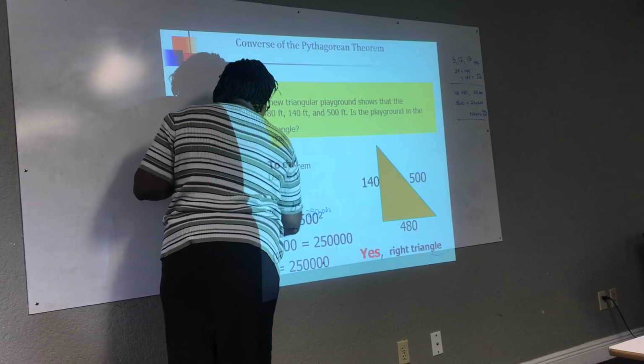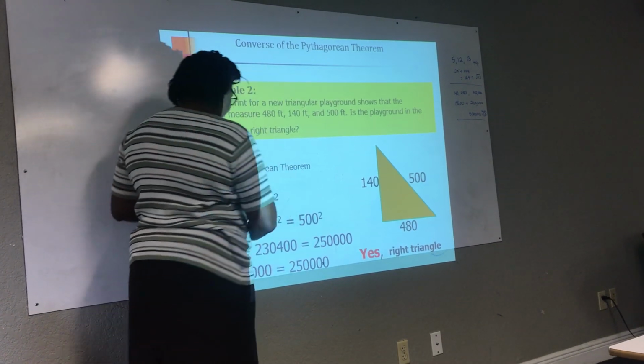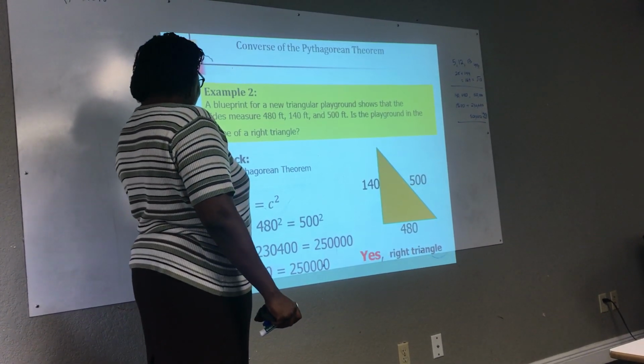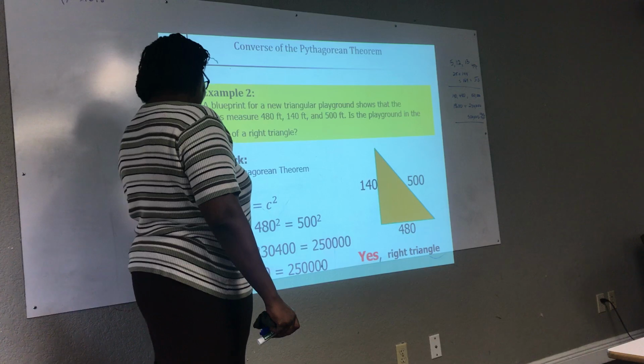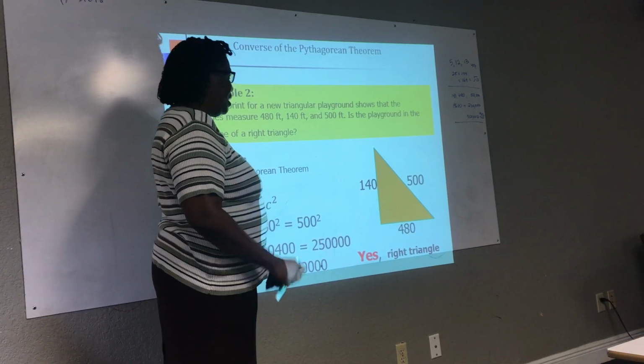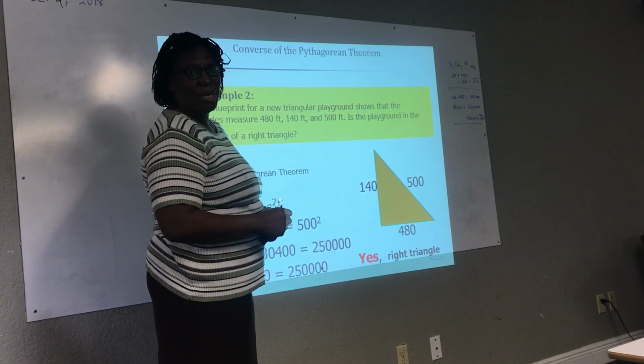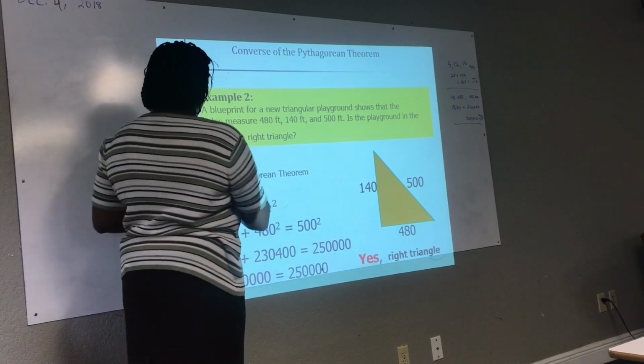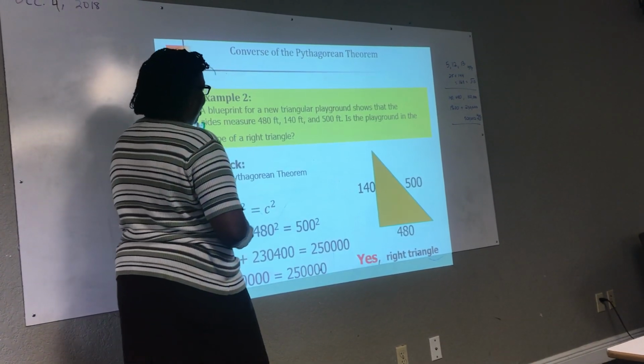Okay, so here we have it. Square them both. Then once they become equal, that will also be a right triangle. Okay, we will look at another example.